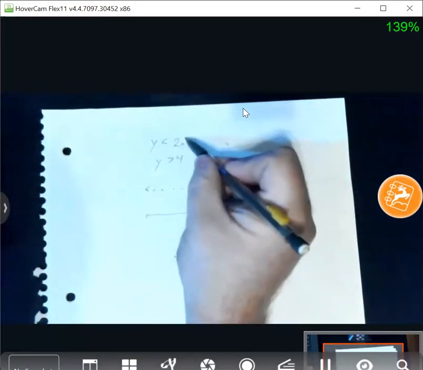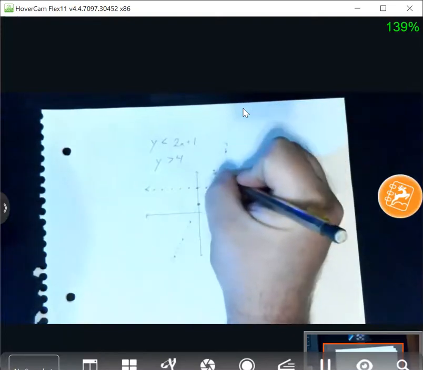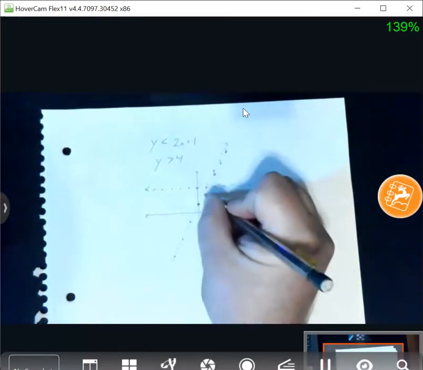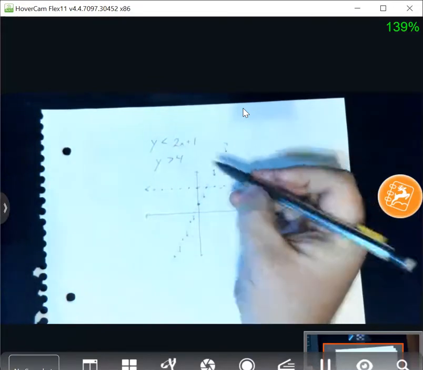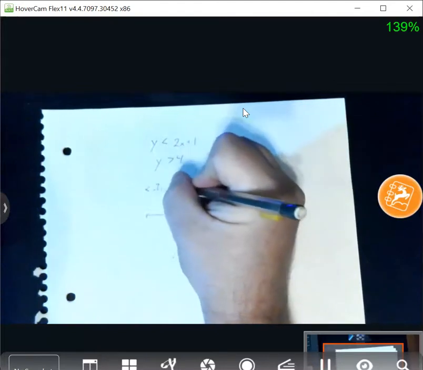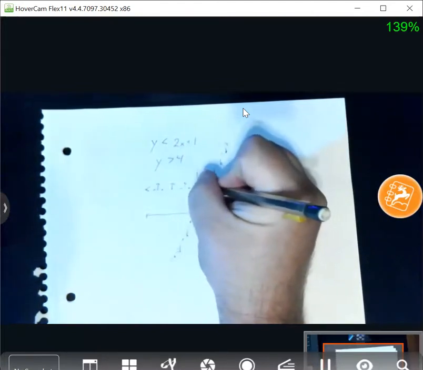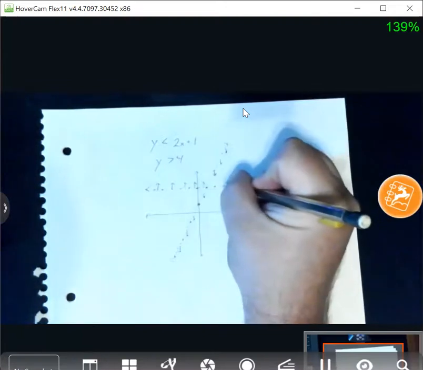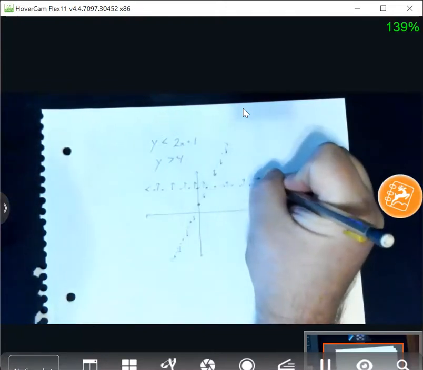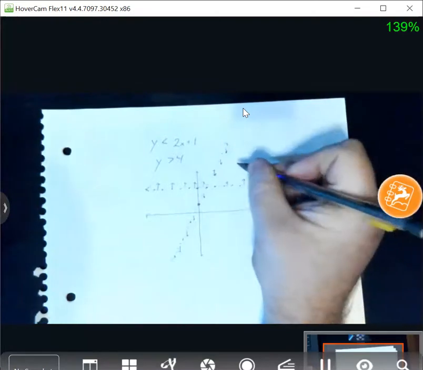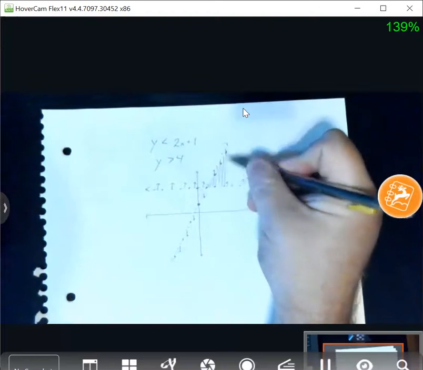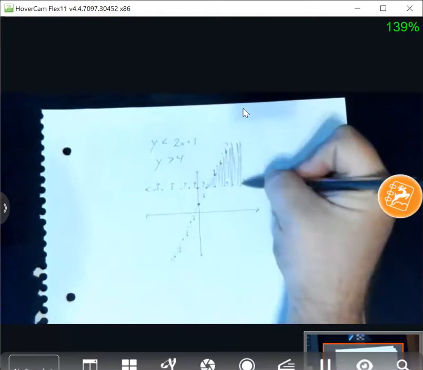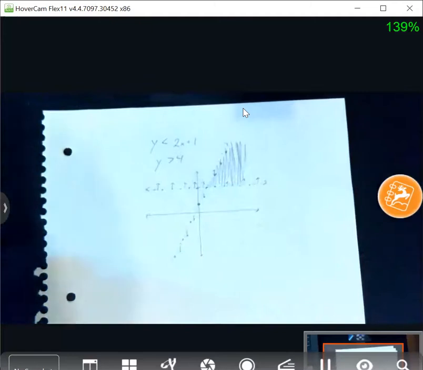So I have my two lines. Now I'm going to go look at shading. So y is less than 2x plus 1, so it has to be below this graph. But it has to be greater than the 4, so it has to be above this one. So similar to our previous problem, the only area that's both below this and above this is this region right here. So that region would be my answer.